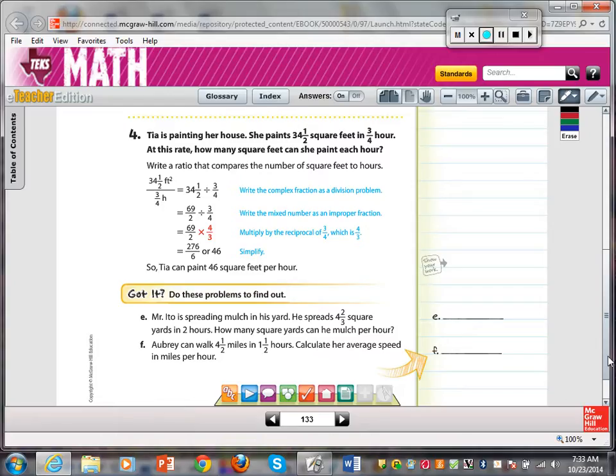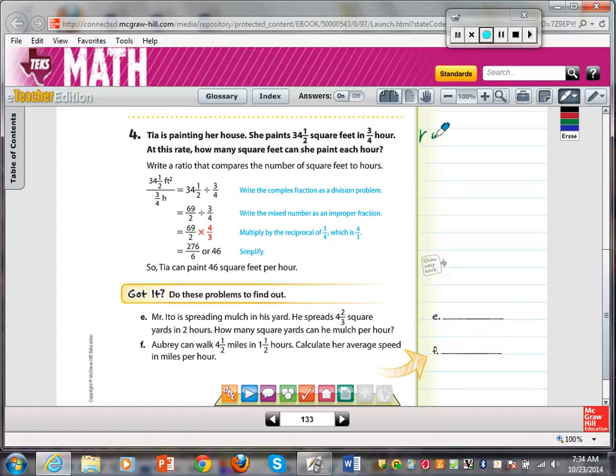Tia is painting her house. She paints 3 1/2 square feet in 3/4 of an hour. At this rate, how many square feet can she paint each hour? So, if she does this much in 3/4 of an hour, that means that in a whole hour, she should be able to paint a little bit more. But let's still set it up and let's convert it to a unit rate.